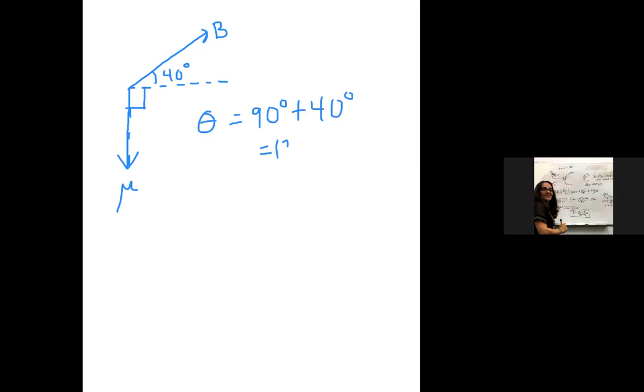So I'm going to try and draw this like, let's see. The magnetic field is at 40 degrees, that way, from the positive z-axis, above the z-axis. And the mu is down this way, right? So the angle between them is 90 degrees plus 40 degrees. That's the 130 degrees.